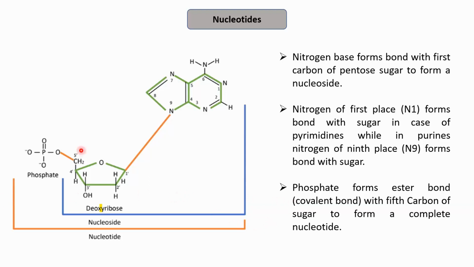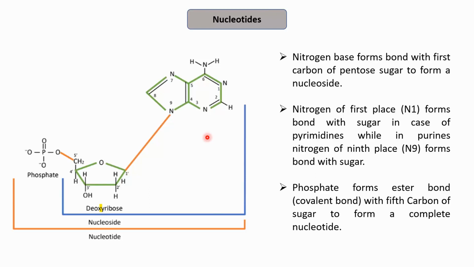Phosphate forms the ester bond, which is a covalent bond, with the 5th carbon of the sugar molecule to form a complete nucleotide. So in a complete nucleotide, we see that there is a nitrogenous base that may form a bond, in case of pyrimidine with the first nitrogen, and in case of purines with the 9th nitrogen. So they can form a bond with the first carbon of the sugar molecule, which is present in the pentose sugar.